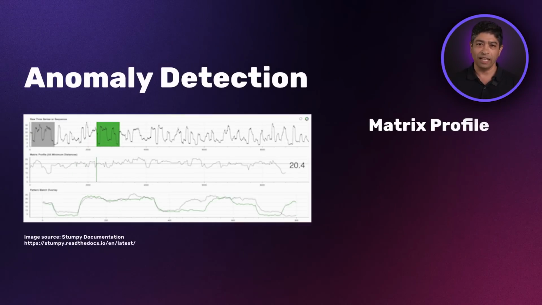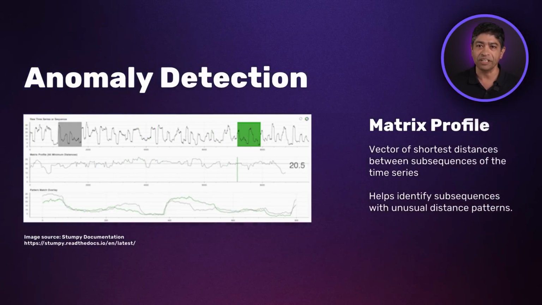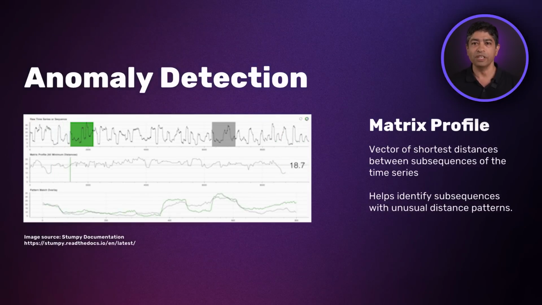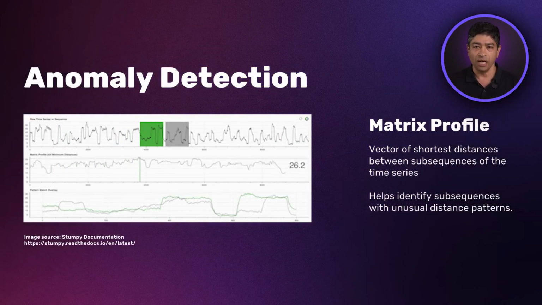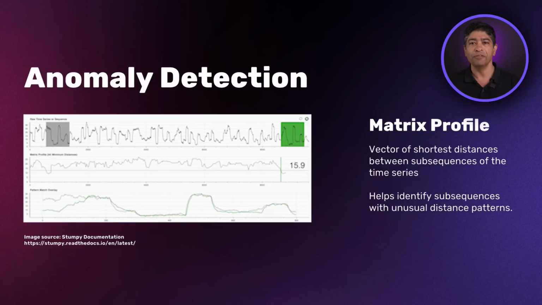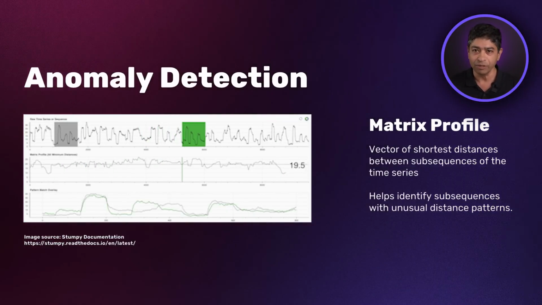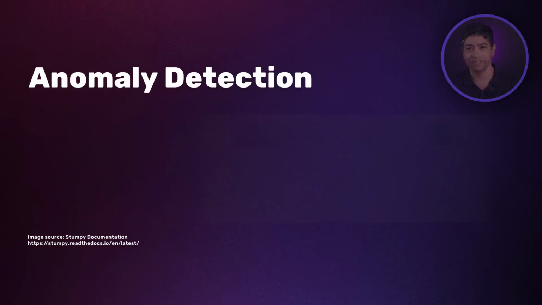Our anomaly detection algorithm uses a state-of-the-art statistical technique called matrix profiles. Matrix profiles enable efficient anomaly detection in time series data by identifying subsequences with unusual distance patterns compared to the rest of the series, highlighting potential anomalies or discords.